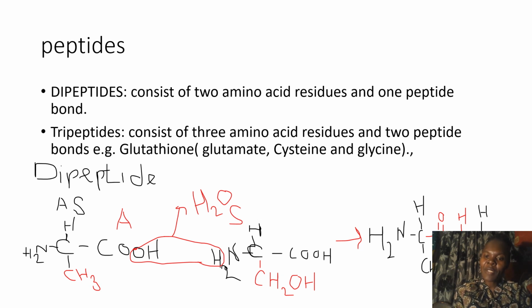Glutathione, you'll know how important it is when we discuss metabolism in the pentose phosphate pathway, how it's used in maintaining the integrity of the red blood cells. That is the glutathione. It is a tripeptide which involves glutamate, cysteine, and glycine. So it's going to form a tripeptide. 2 water molecules are going to be released. It's going to form 2 peptide bonds.